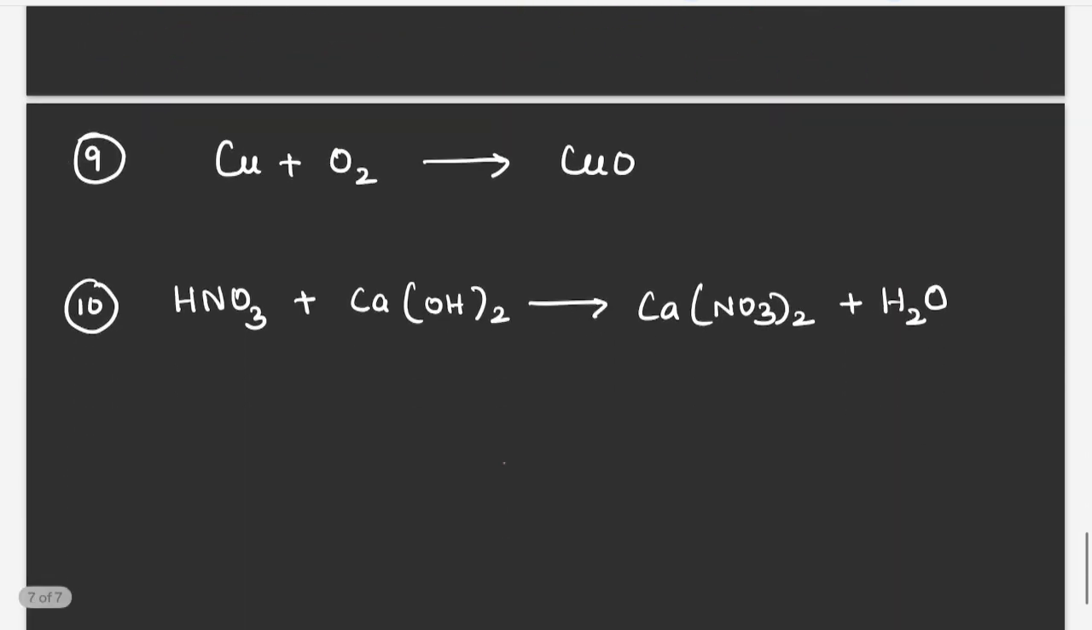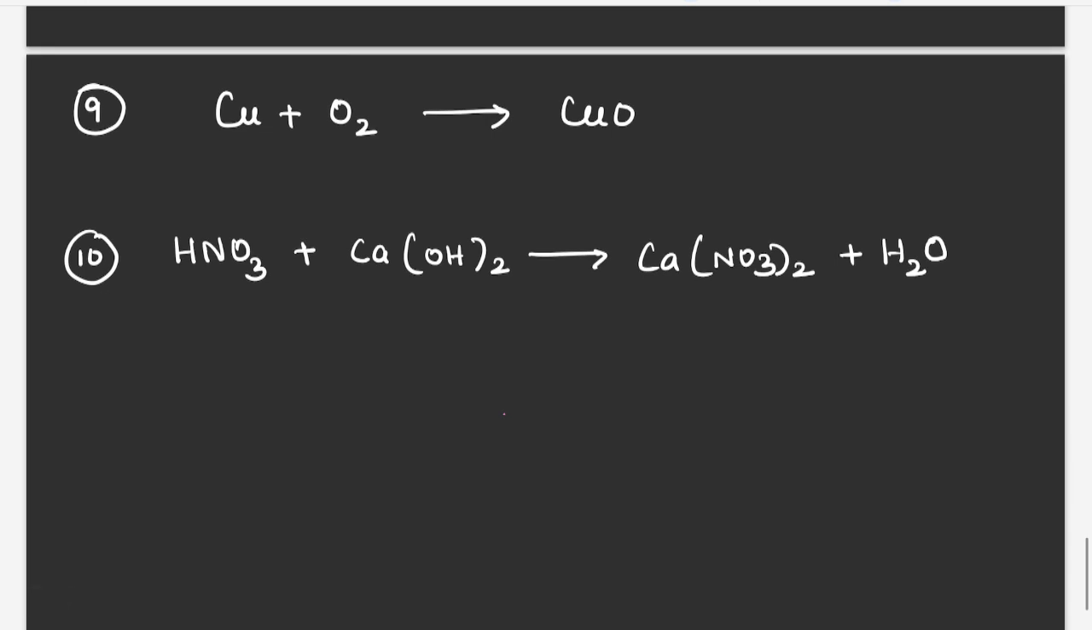So next question. Next is copper reacting with oxygen to form copper oxide. Here copper is the metal. See how many copper are present on both sides. 1 and 1. It is balanced. Next is oxygen. Oxygen is 2 and here we have 1. Therefore we have to balance this.